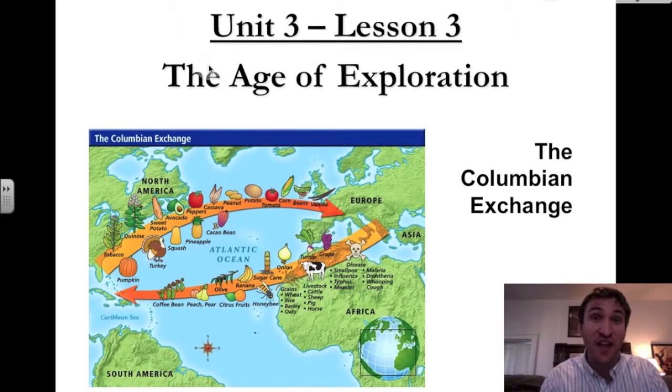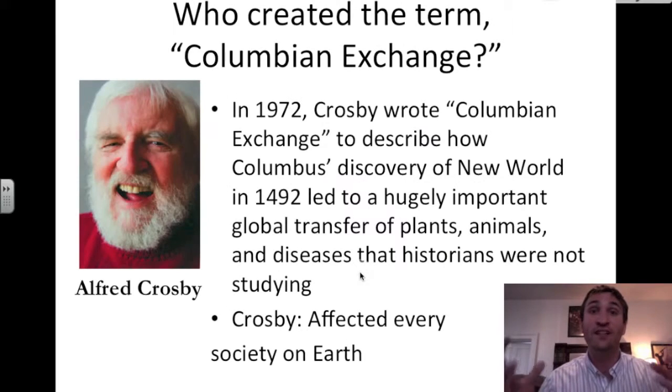And we're talking today about a global transfer of goods called the Columbian Exchange. The Columbian Exchange changed the way people eat. It changed the way people lived. Now we delve into the Columbian Exchange itself.